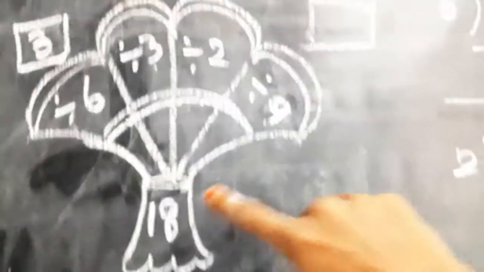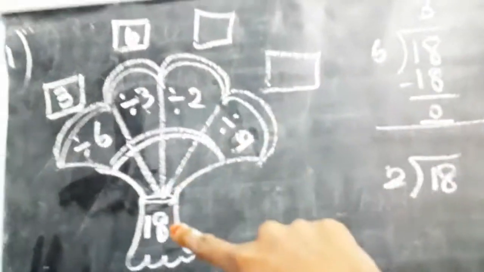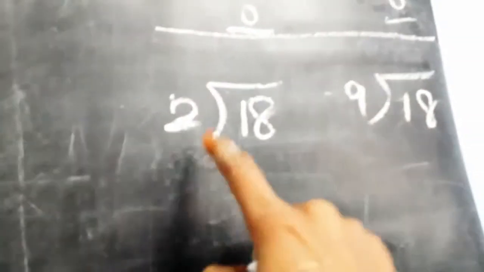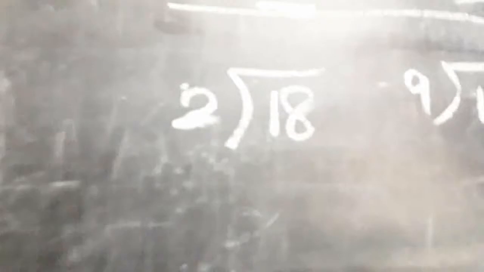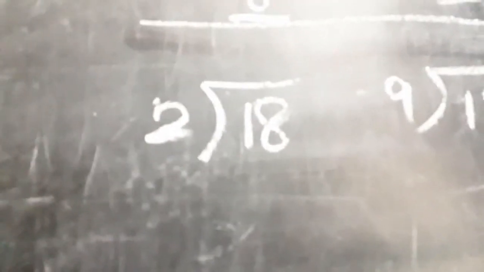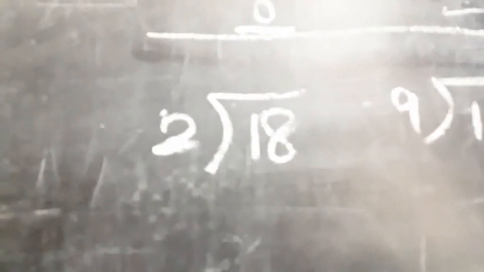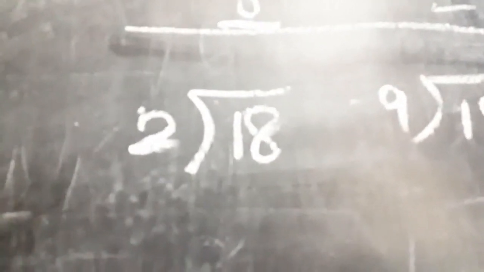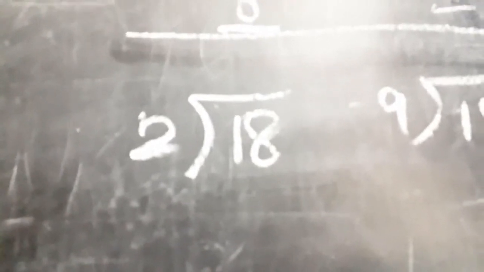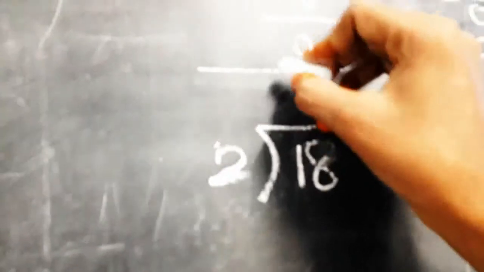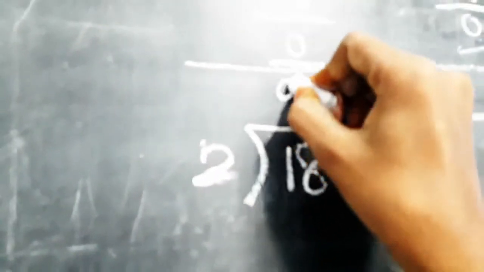Now we can divide 18 by 2. How many 2s are 18? 1 2 is 2, 2 2s are 4, 3 2s are 6, 4 2s are 8, 5 2s are 10, 6 2s are 12, 7 2s are 14, 8 2s are 16, 9 2s are 18. So you write the number 9 in the quotient.